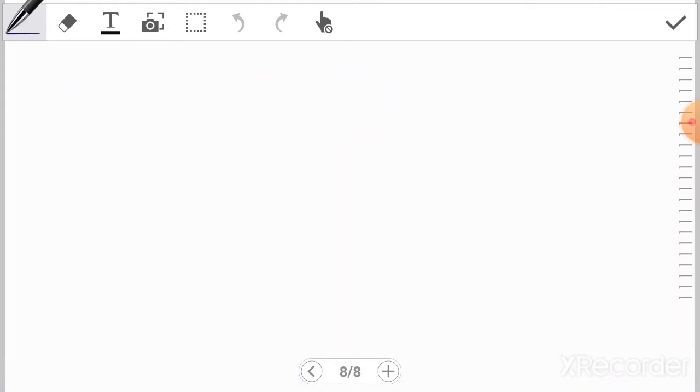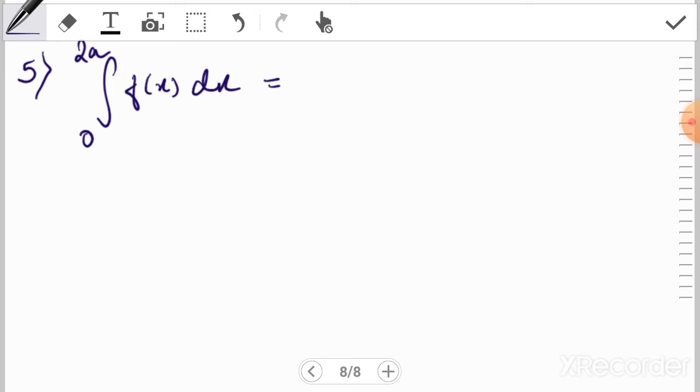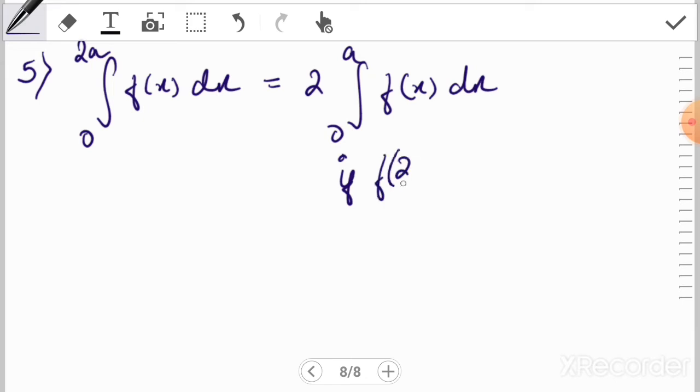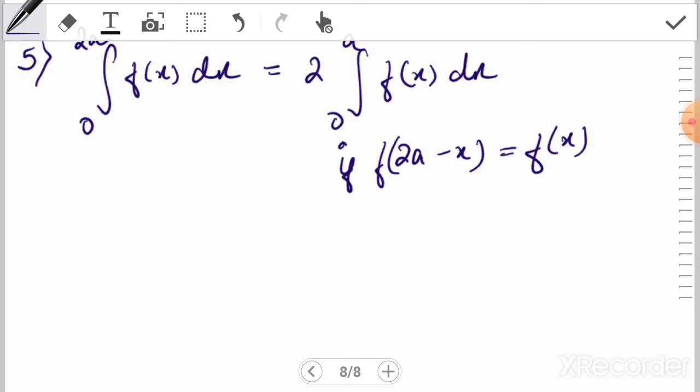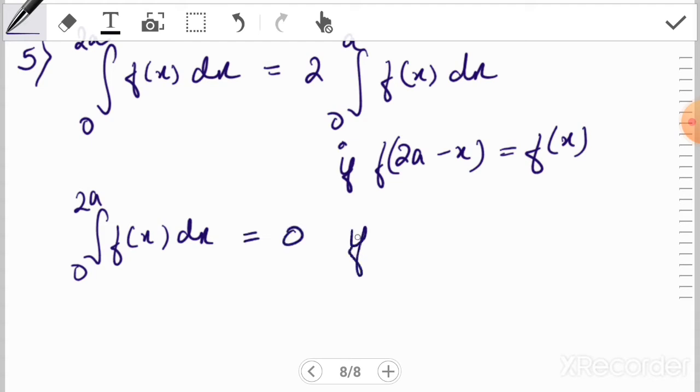So the fifth property is that the integral from 0 to 2a of f(x) dx is equal to 2 times the integral from 0 to a of f(x) dx if f(2a - x) is equal to f(x), and the integral from 0 to 2a of f(x) dx is equal to 0 if f(2a - x) is equal to minus f(x), right?